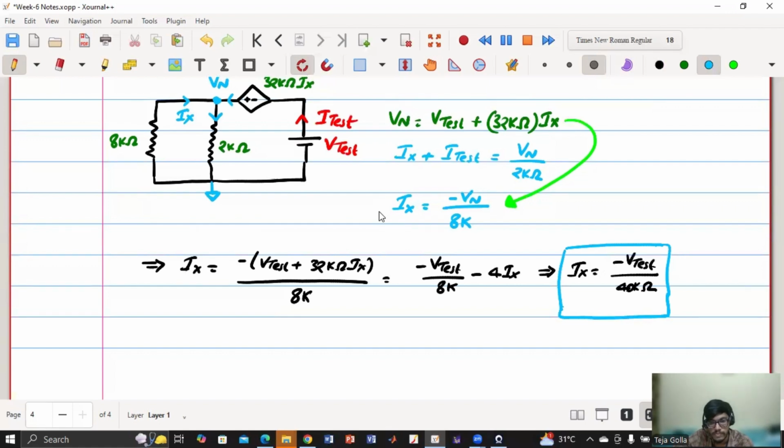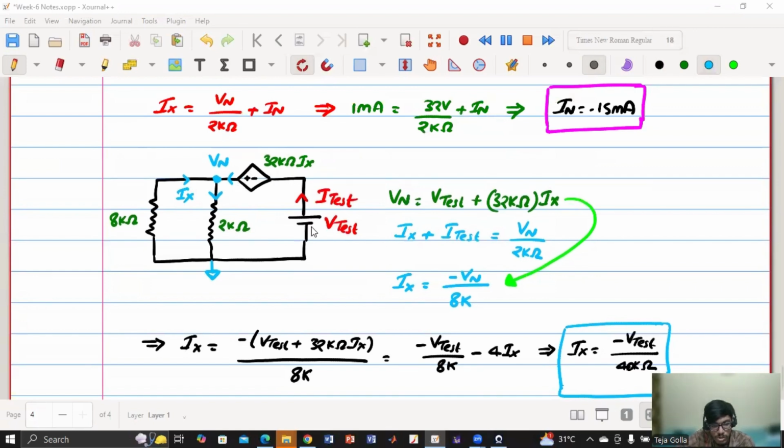Are you following? Okay. Sir, please repeat. Okay. So I have connected one voltage source and I have to get the relation between V test by I test, because that is the R Norton, which is V test by I test. So I have to get this. So what I did is I got this node voltage which is V test plus 32K into Ix.